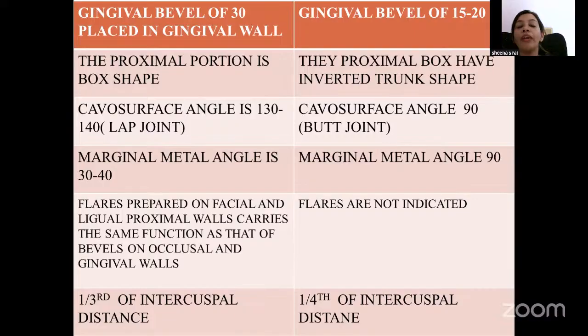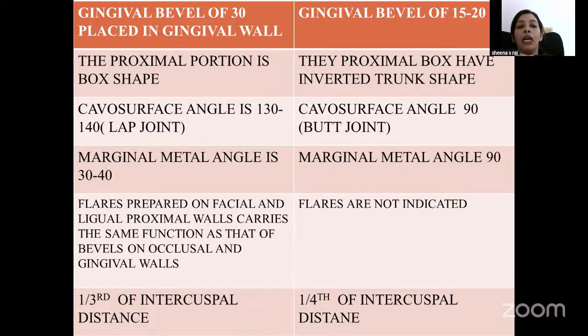Right. Now we know that the cavo surface angle of amalgam is 90 degrees. That is called a butt joint. But lap joint or slip joint, I have already discussed in the last section, if the angle is more than 90 degrees, it is called a lap joint or slip joint. So here the cavo surface angle is 130 to 140 degrees. That is to the tooth structure. The remaining, the metal comes, right? The metal is the remaining of 180. 180 minus 130, it is like 40. So that is the calculation actually.